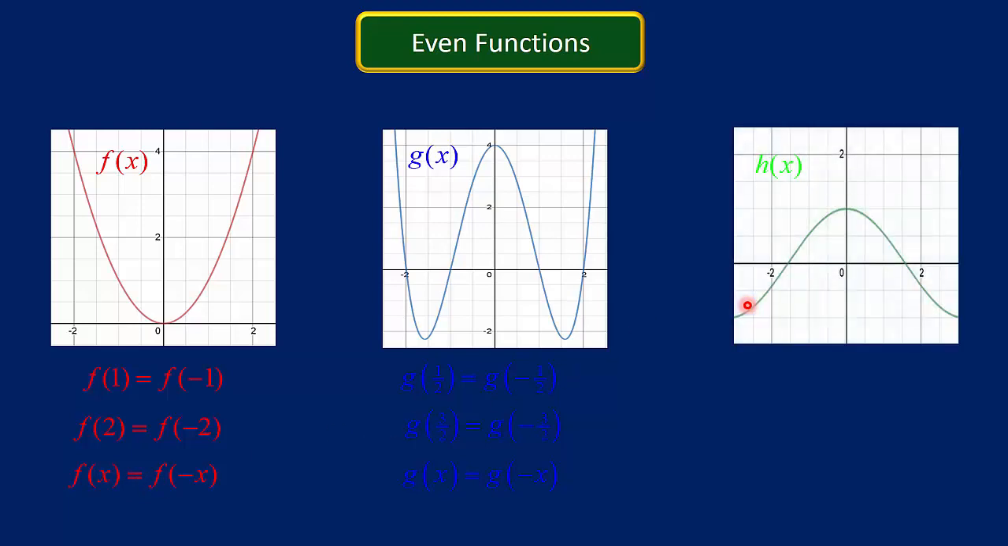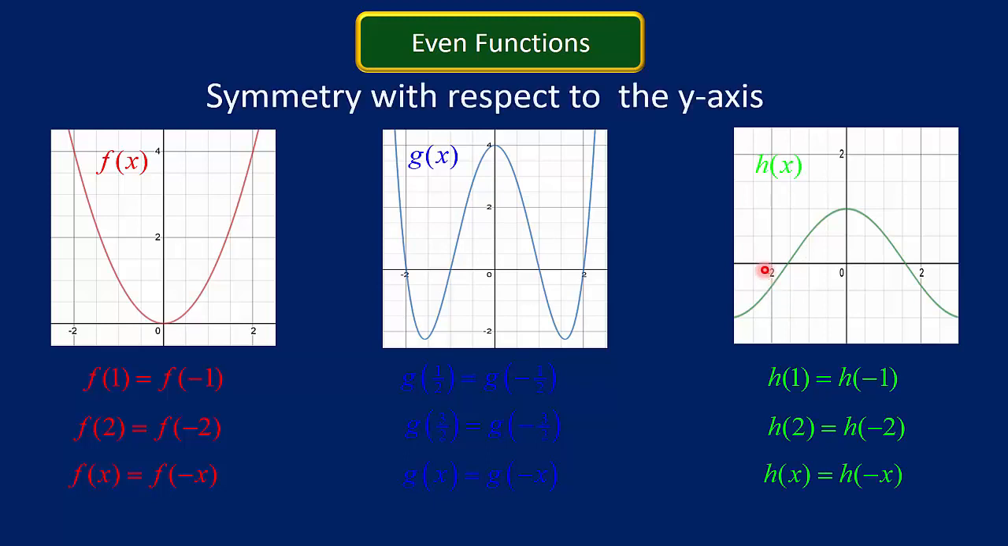Now, let's look over here. Here's another one, okay? And notice h of 1 equals h of negative 1. See? You can look here on the graph. H of 2 equals h of negative 2. And finally, h of x equals h of negative x. And another way to say this is we have symmetry with respect to the y-axis. In other words, for each one of these graphs, notice if I were to fold these graphs along the y-axis, this right-hand side would lay perfectly on top of the left-hand side. There's symmetry there. Symmetry with respect to the y-axis.